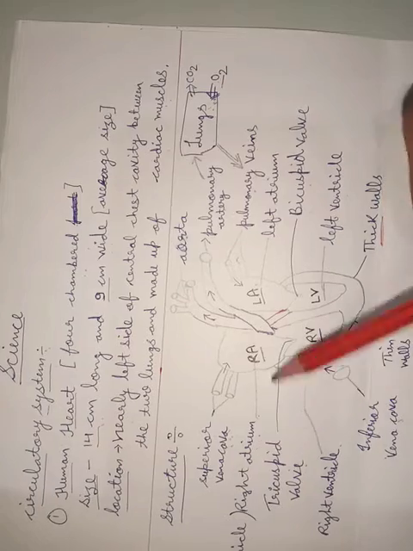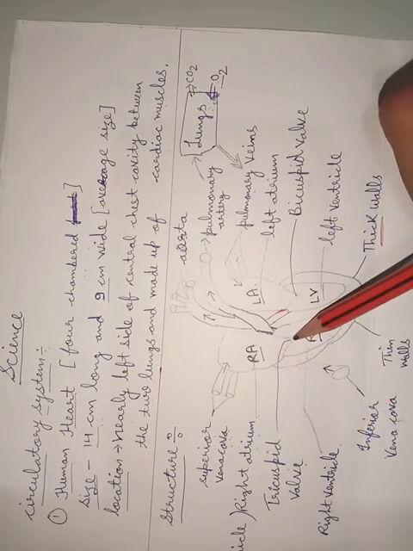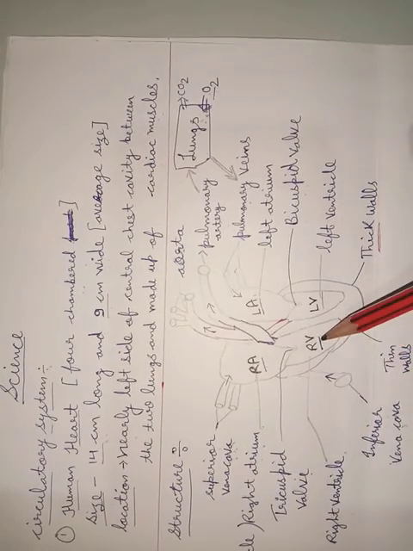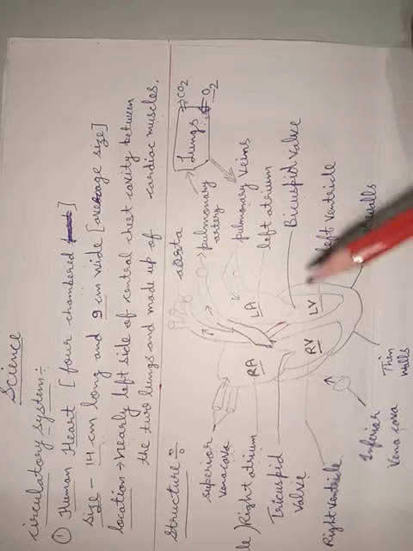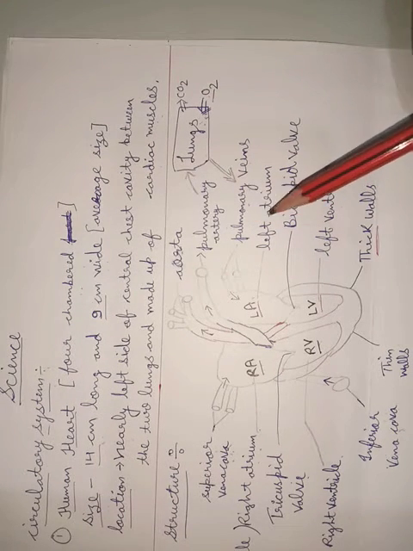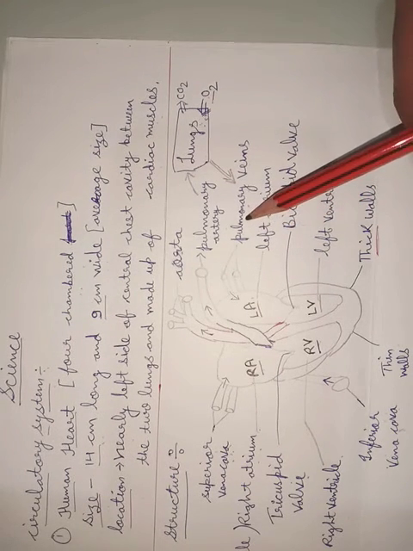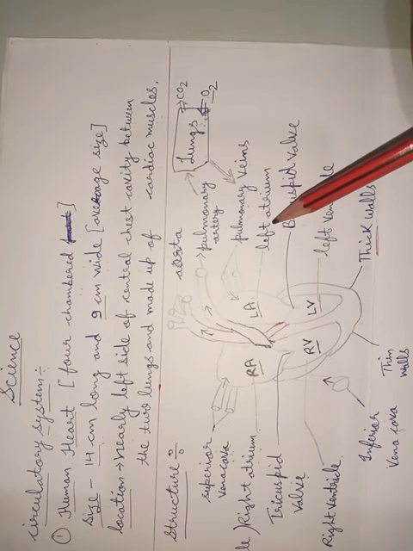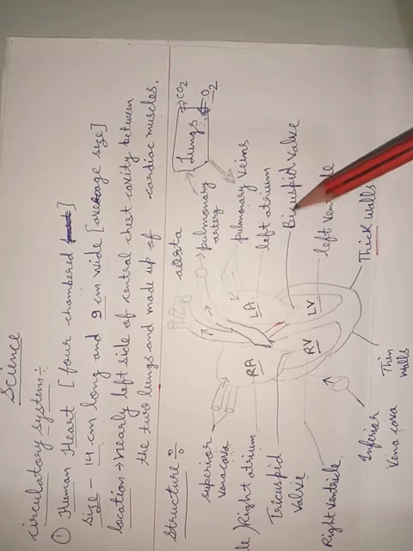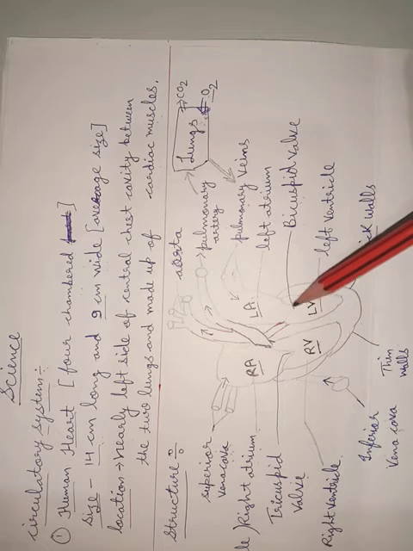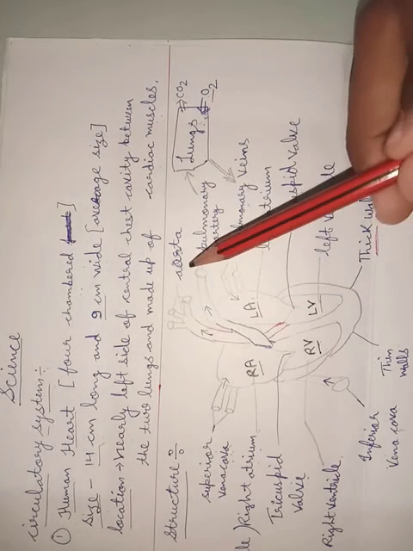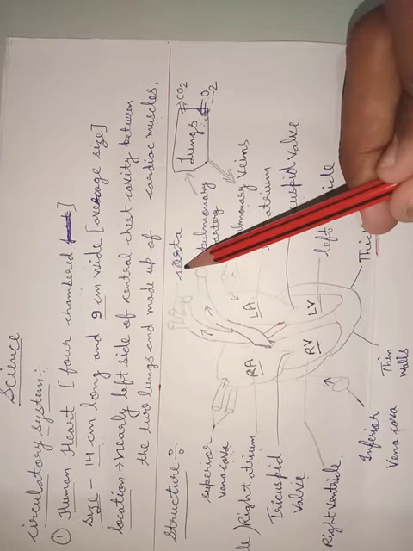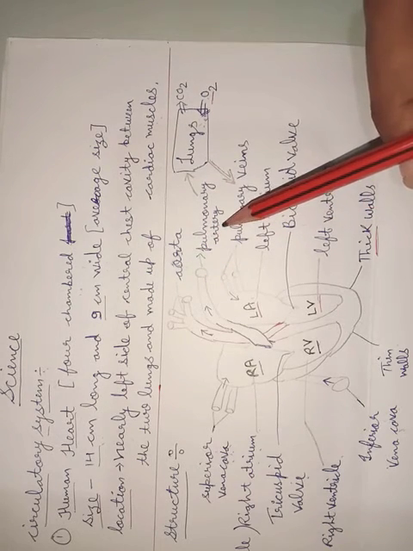After this, the right atrium, after this the tricuspid valve, after this the right ventricle, and after this the inferior vena cava. And on the left side there are the pulmonary veins, left atrium, bicuspid valve, this one is the bicuspid valve, and the left ventricle, and the others are the aorta and pulmonary artery.